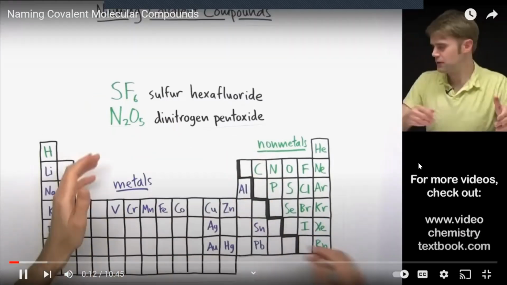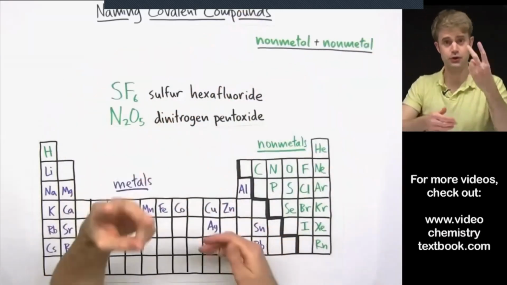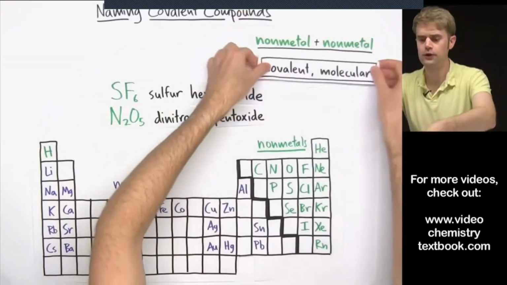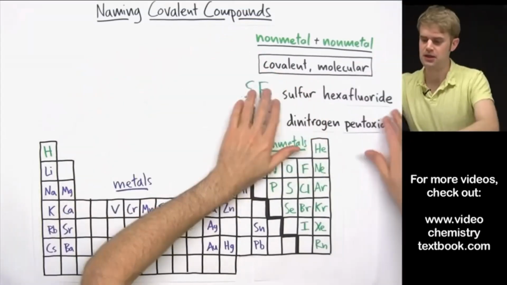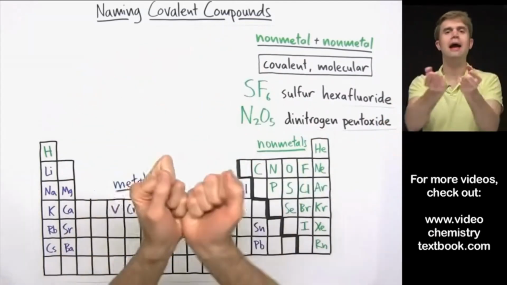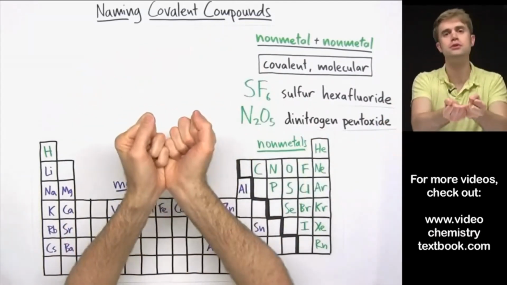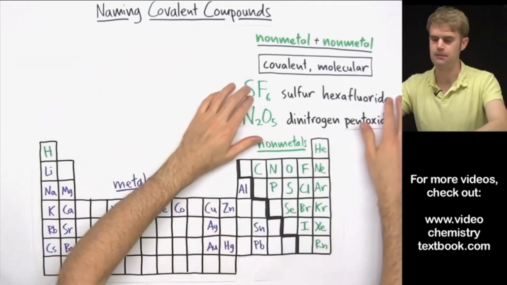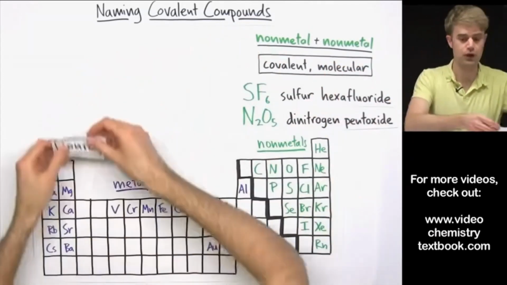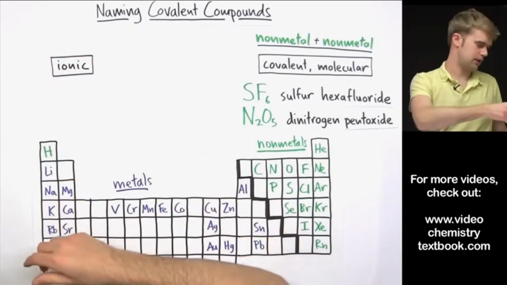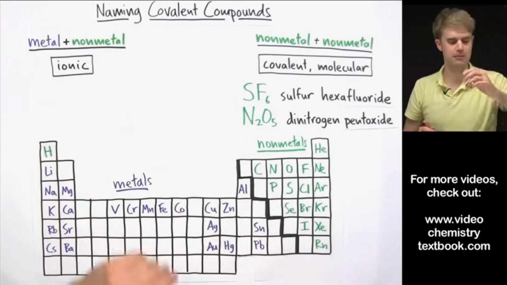Now, compounds like these that are made of a nonmetal and another nonmetal, 2 nonmetals, are called covalent or molecular compounds. And that's because the elements in them are held together by covalent bonds, and they're held together in groups called molecules. Now, the way we name covalent or molecular compounds is different from how we name ionic compounds. Ionic compounds contain a metal and a nonmetal.